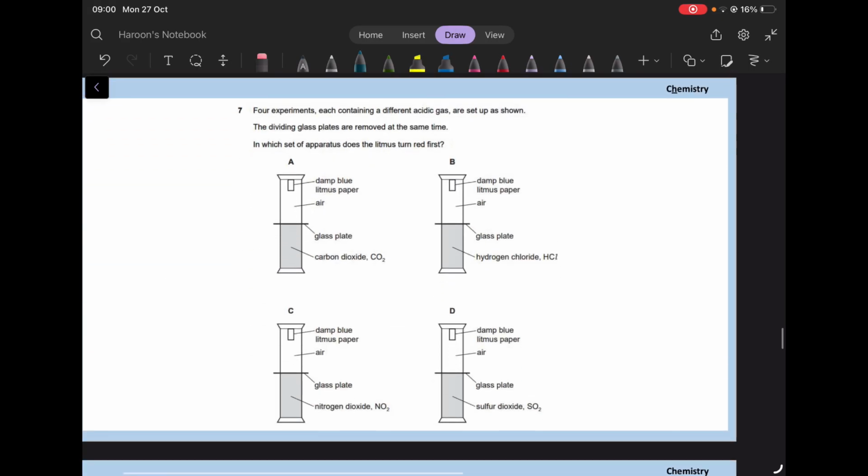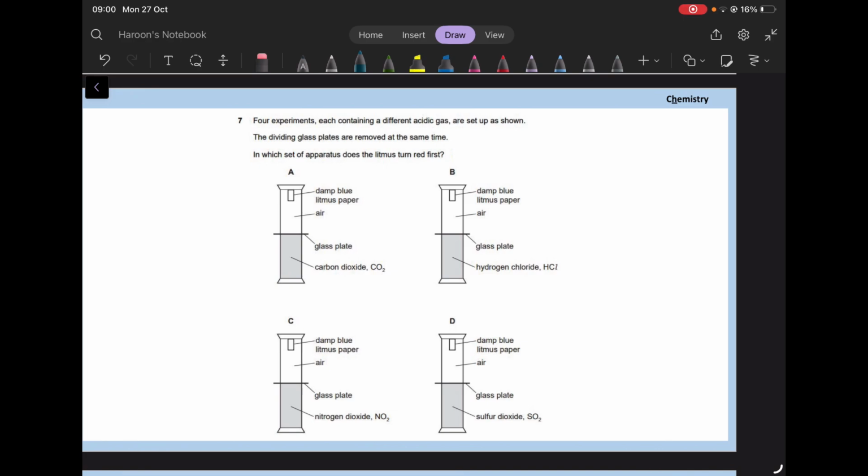B is the answer. Next, 4 experiments, each containing a different acidic gas, are set up as shown. The dividing glass plates are removed at the same time.